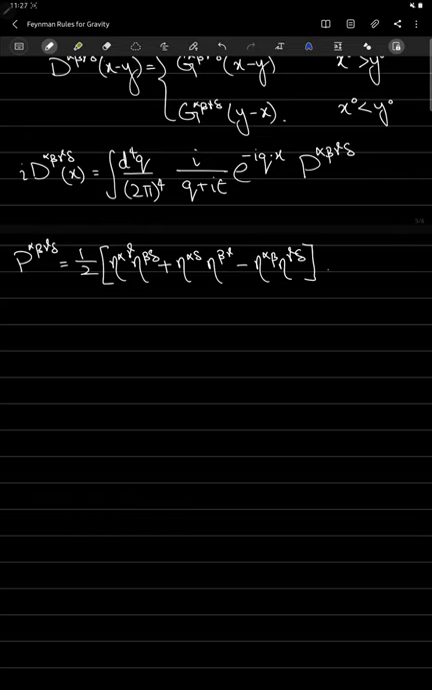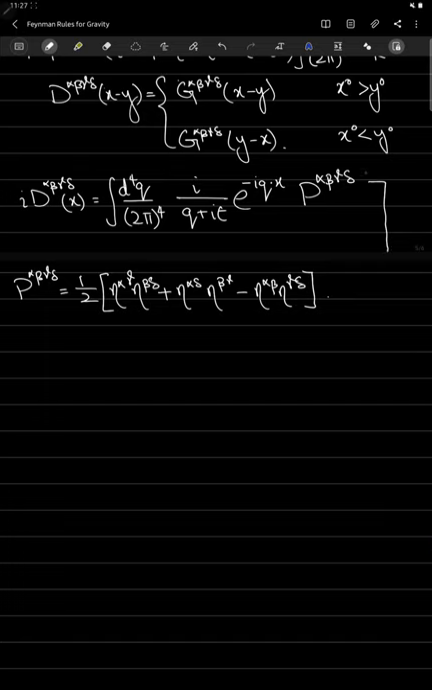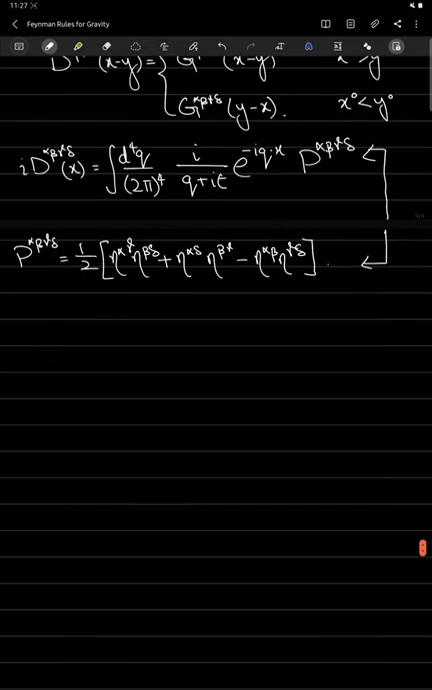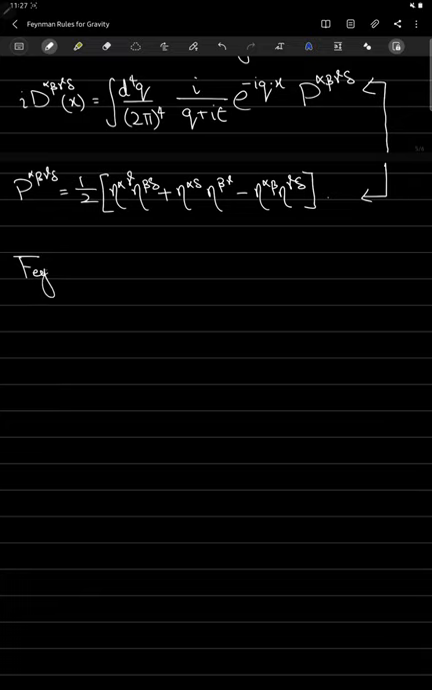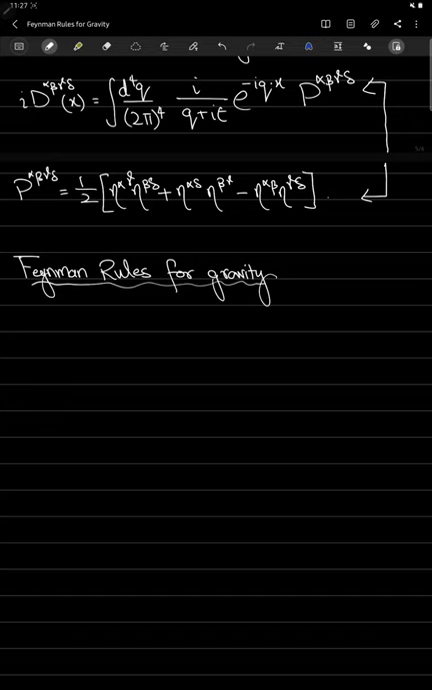Okay, so a lot of indices, right? But anyway, we have these two things now, which are very important. So we have this and we have this, where this P is just a part of your Feynman propagator. So these two are, we actually have everything that we need to write down the Feynman rules for gravity. So now let's just start to do that, right? So I'm going to start writing down the Feynman rules for gravity now. Perfect. Okay, so we have derived them. So let's just write them now.